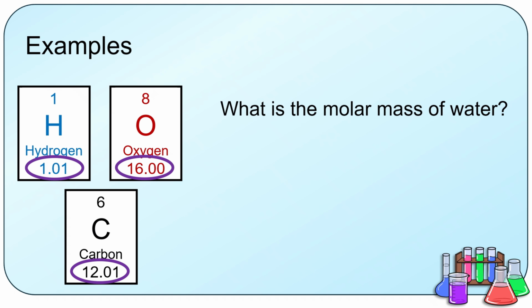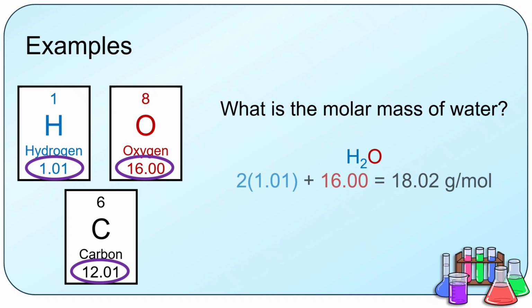For example, what is the molar mass of water? Water is H2O, which means it has 2 hydrogens and 1 oxygen. For the molar mass, I'll do 2 times 1.01 plus 16. The molar mass of water is 18.02 grams per mole.